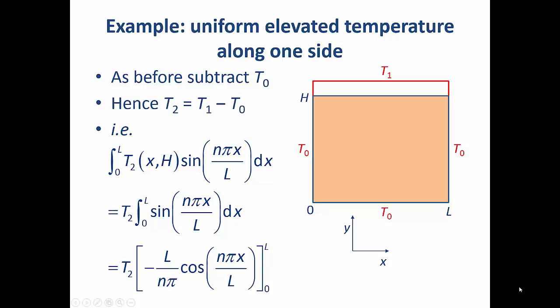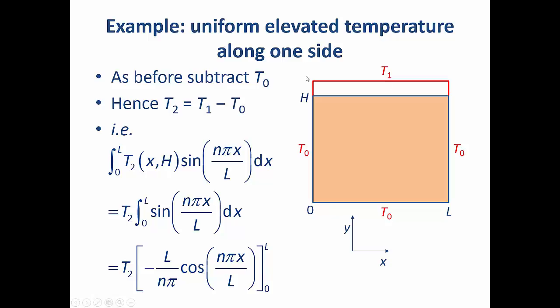So far I've looked at the general case where I did not know the details of the temperature distribution along the top side or edge. I now want to look at a specific case where the top edge is at a different temperature but a uniform temperature to the three other edges. So these are the three other edges at temperature T0, and the top surface or edge is at a temperature T1, which is higher than T0.